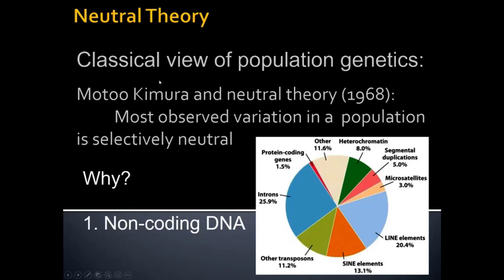So Motoo Kimura, a Japanese researcher, came up with this idea, and he basically said this: 95%, most of the mutations, the variation that we see in the population, isn't good or bad, it's just diversity, it's just there. Okay? So let's look at the reasons why the vast majority of mutations are neutral. The first one we've already covered, so you should remember these examples.